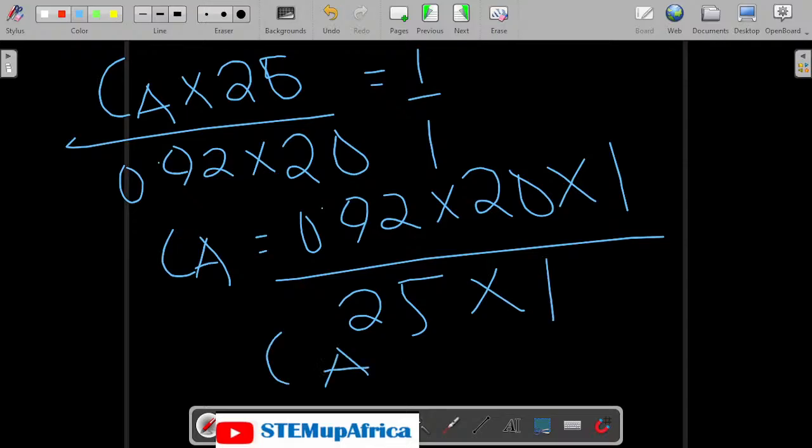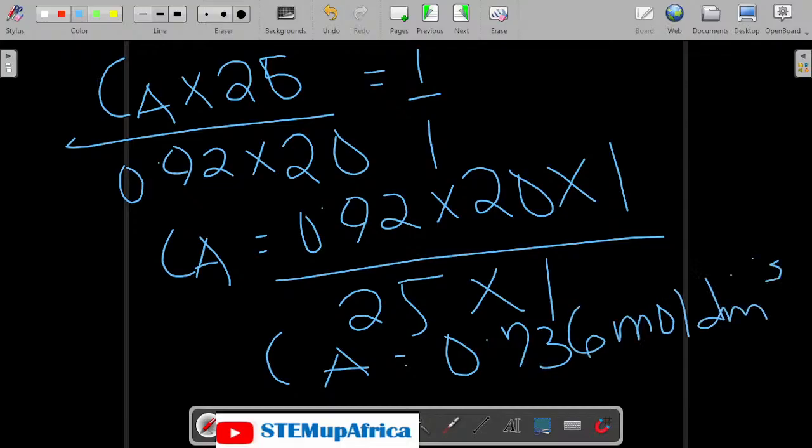Our Ca will be what? 0.92 times 20 divided by 25. That will give us 0.736 mole per dm cube. So this is now the molar concentration of the acid. With that, I can determine the mass concentration of the acid.